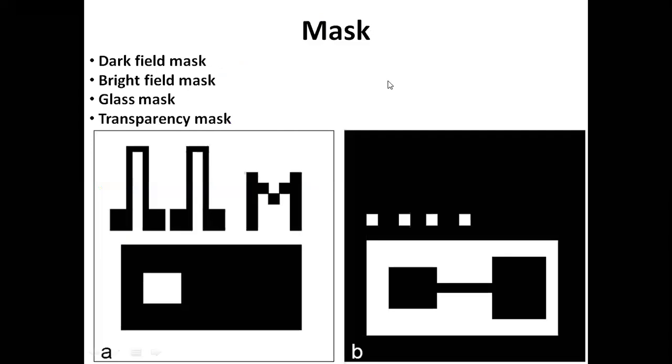Here again, we see the mask. As I told you, we have glass mask, transparency mask, dark field mask, bright field mask. So here you see that these are the features, and the features are opaque to the light, whereas the field is transparent. So this is a bright field mask. Whereas on this schematic or figure, you could see that the field is opaque to the UV light, whereas some of the features are transparent to the UV light. This is a dark field mask.